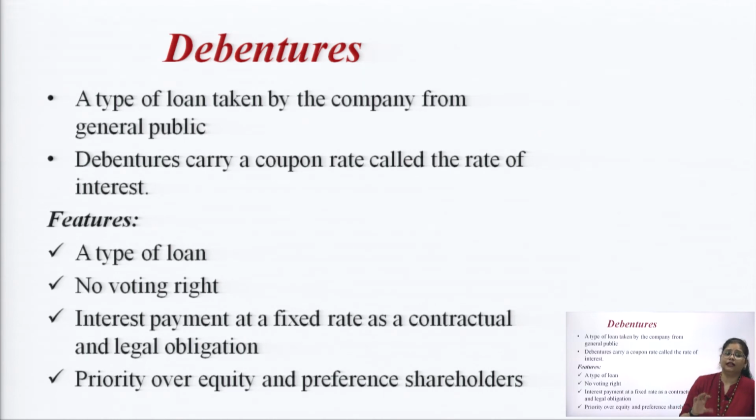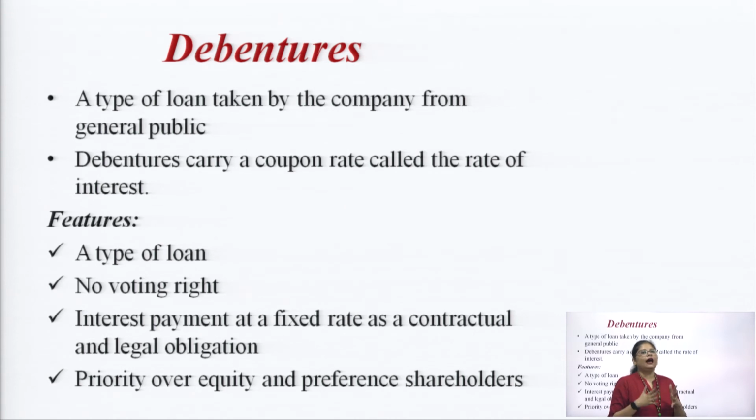Next is that they have a fixed rate of interest that would be paid to them, and it is contractual in nature, a contract between the company who is taking the loan and the general public who is offering the loan in the form of debentures. The company has the legal obligation to pay out for this debenture, the debt that has been taken.